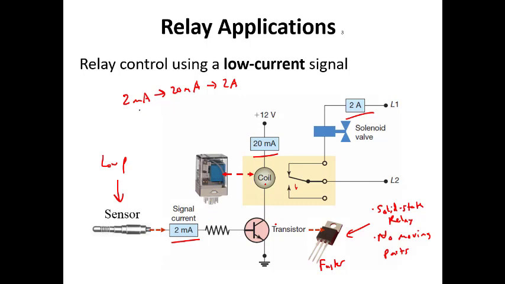Every time we amplify the power, we need some sort of relay. So we have our transistor that acts as a relay, and then we have our electromagnet that acts as a relay.